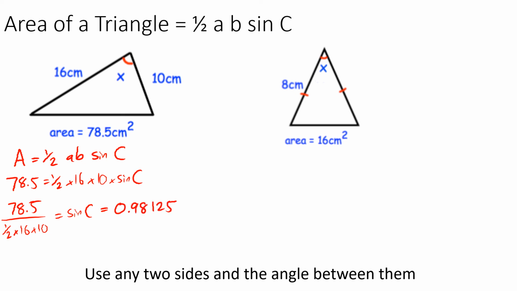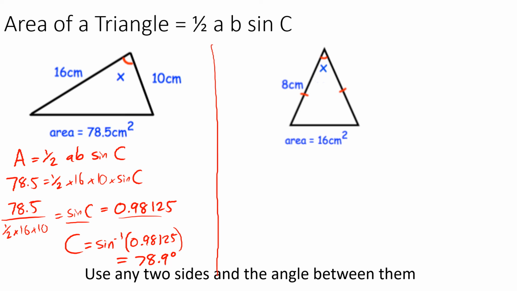And we'll get 0.98125. Now, if you know sine C, how do you find the angle? Yeah, it's that thing again. It's that shift sine. So we're going to do sine minus 1 onto that 0.98125, and we'll find that the angle that we're after is 78.9 degrees.